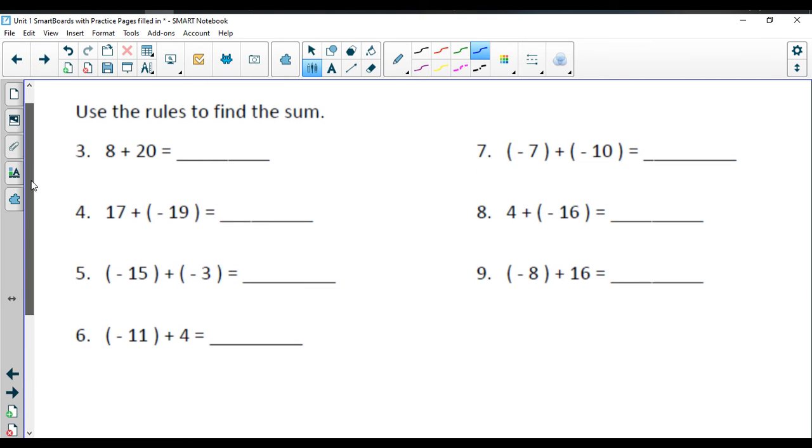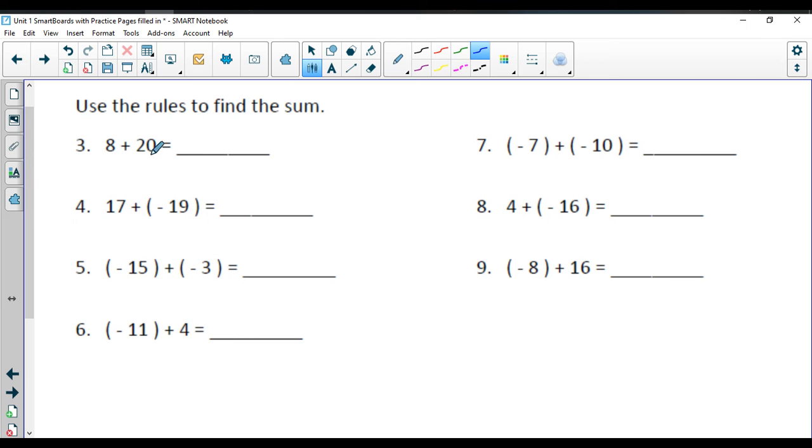Couple examples here that we're just using the rules to find our sum. 8 plus 20 will be 28. 17 and a negative 19 will be a negative 2. Negative 15 and a negative 3 will give you a negative 18.